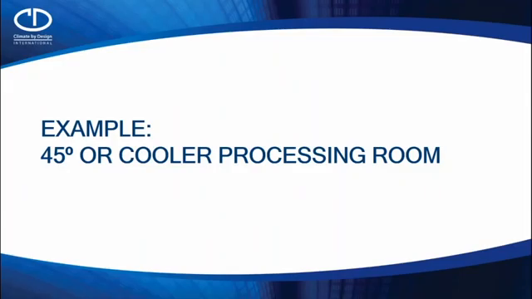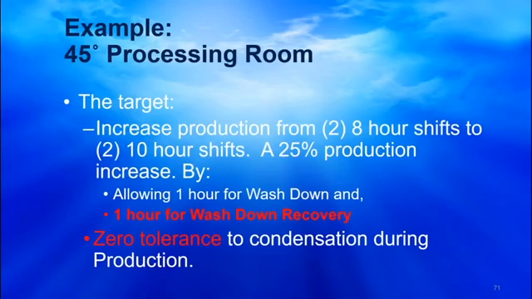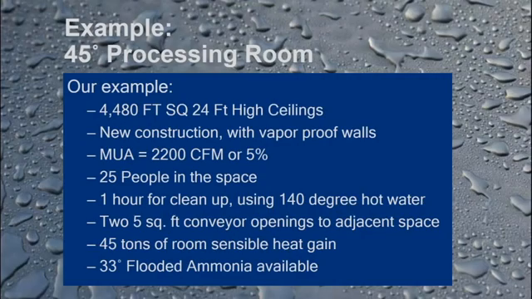But what happens if you're a food processing facility, and we've heard about a number of those? It's a 45 degree or cooler processing room. How can we get there? In our example, a lot of detail here in the slides, but our target is going to be to increase production, have a 0 tolerance to condensation, and try to get that relative humidity down to something lower than saturation.